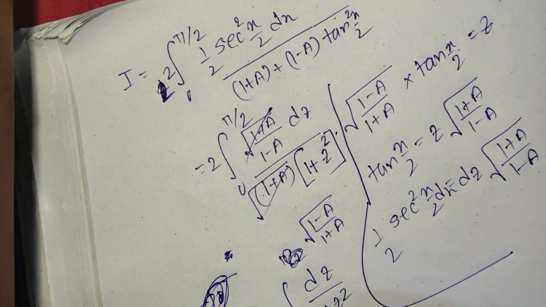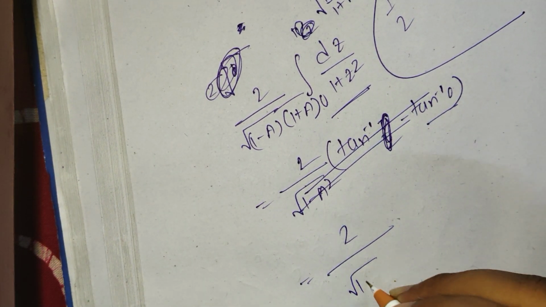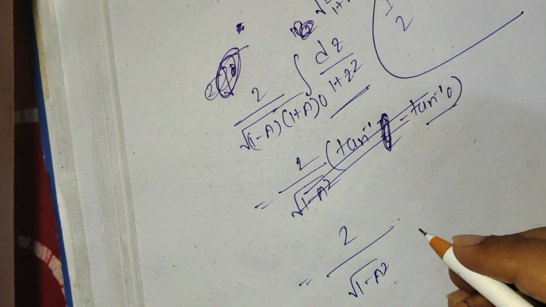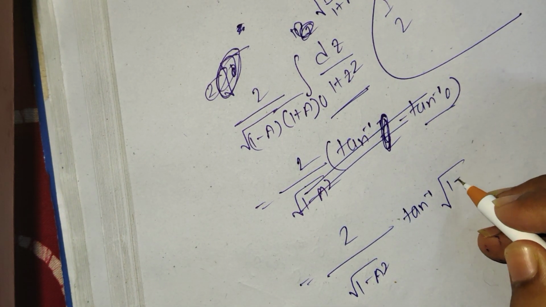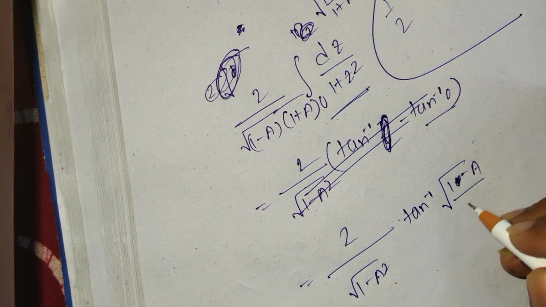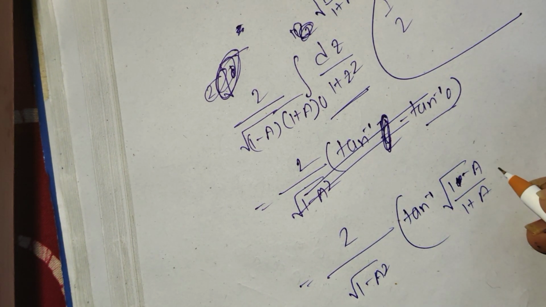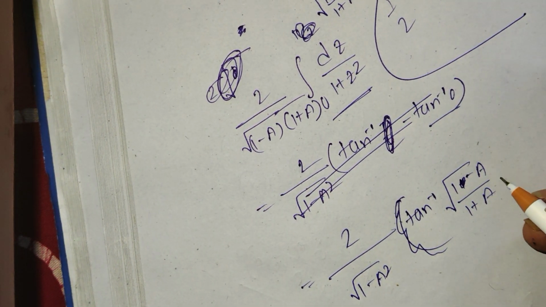So this is 2 by root over (1 minus a square). I am doing a simple algebra, and this is tan inverse root over ((1 minus a) by (1 plus a)), minus 0. I am not taking the 0 because tan inverse 0 is 0, right?